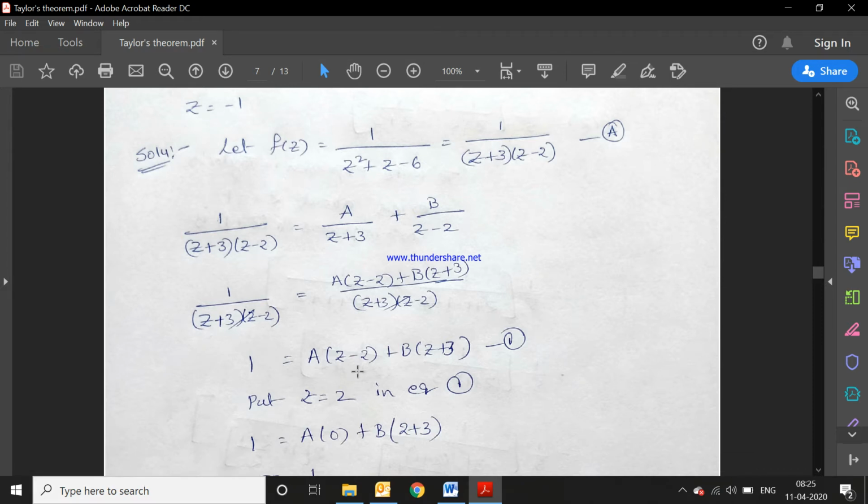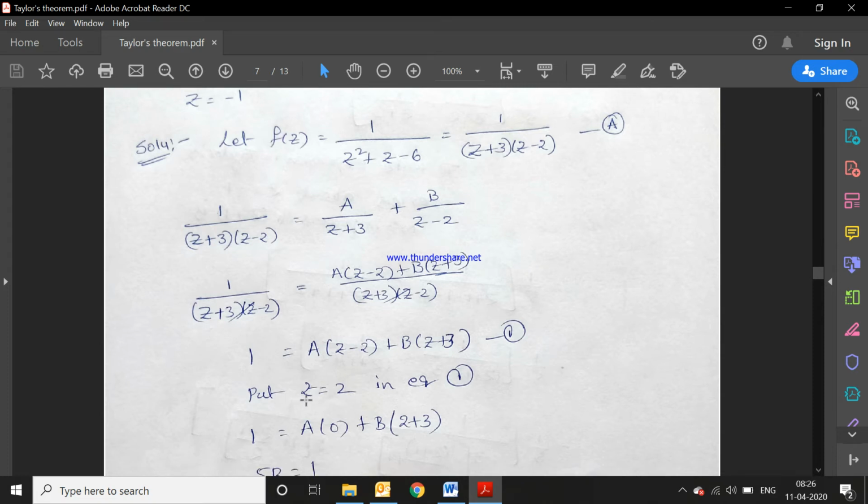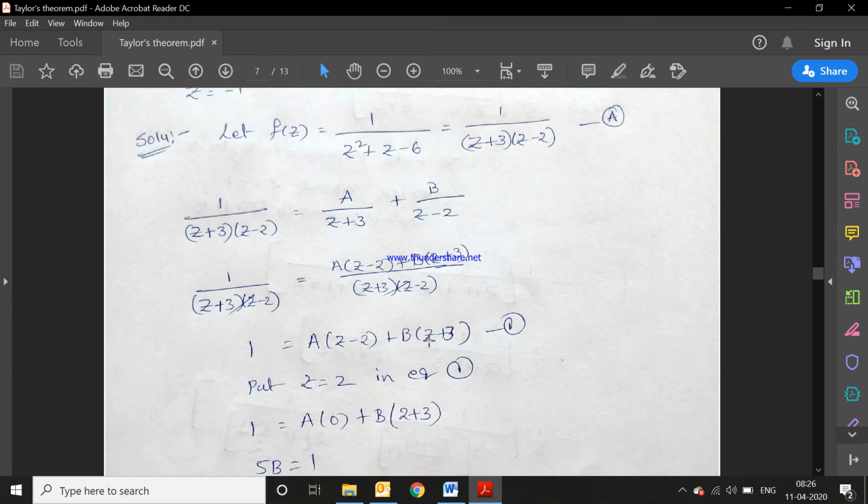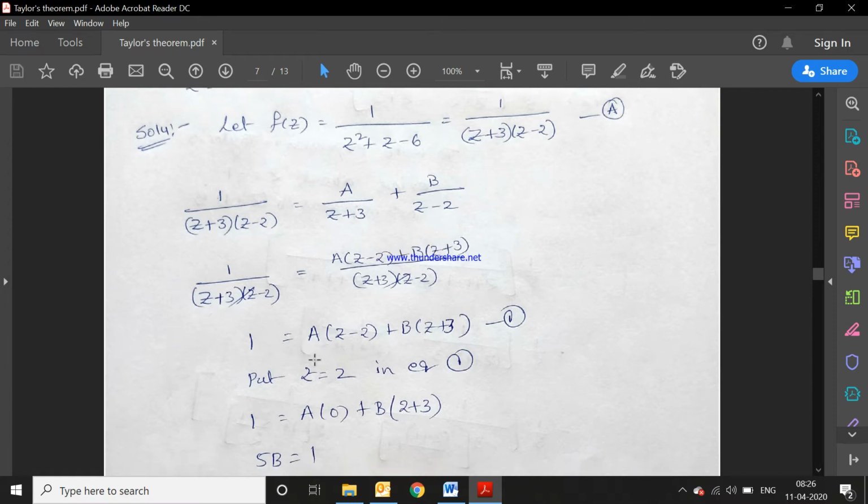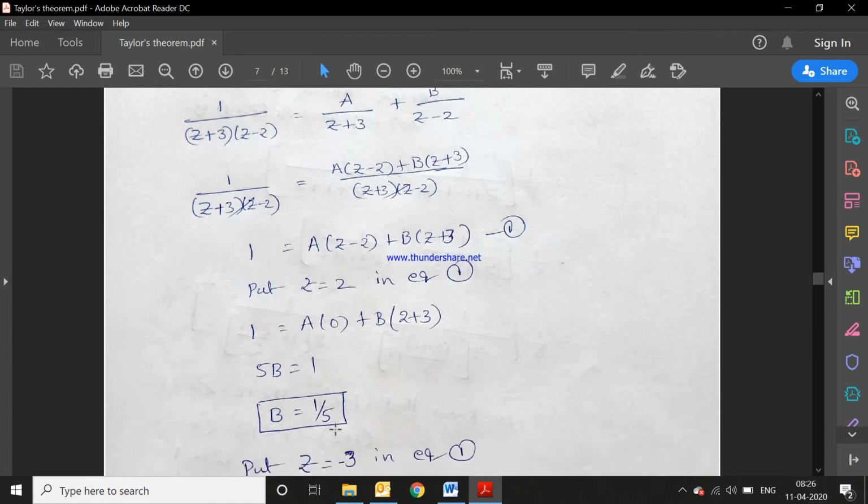Put z is equal to 2, which is easy to solve by substitution. If we take z is equal to 2, this factor is completely 0, and we can get the b value. That's why I choose this method. Another method is comparing the coefficients and constants, then finding the values. But here substitution is very easy. Now first put z is equal to 2 in equation 1. Here 2 minus 2 is 0, so the a term is 0. 2 plus 3 is 5, so 5b is equal to 1. So b is equal to 1 by 5.